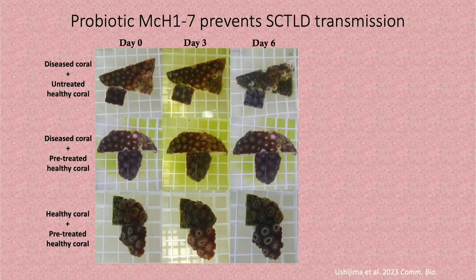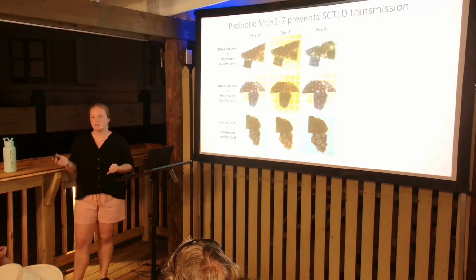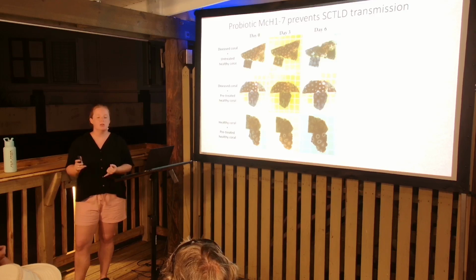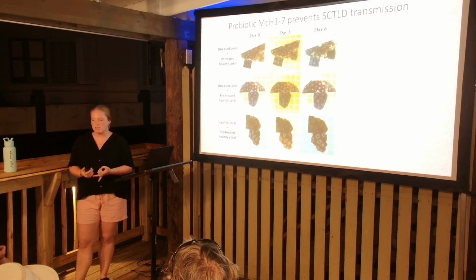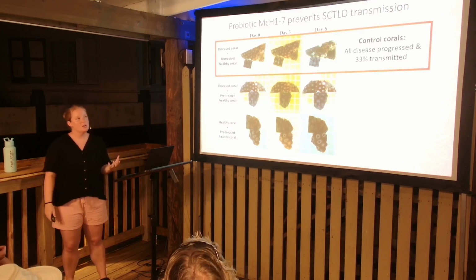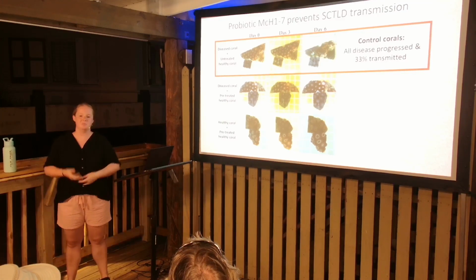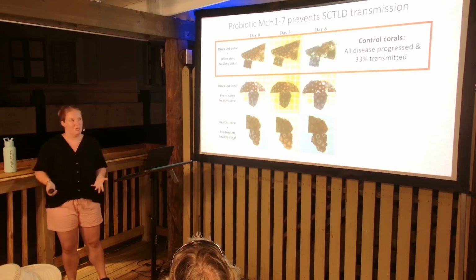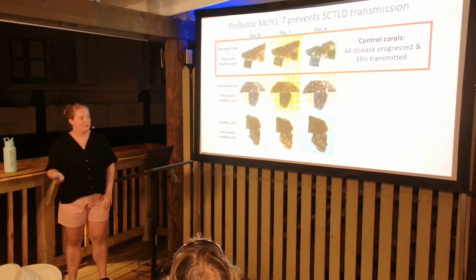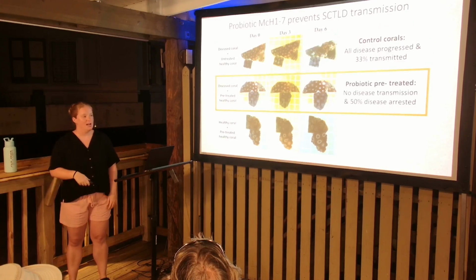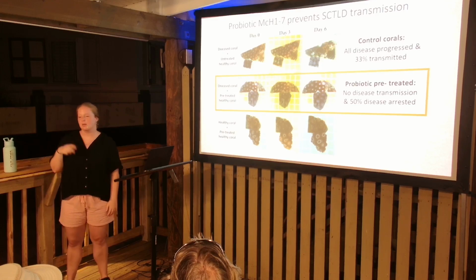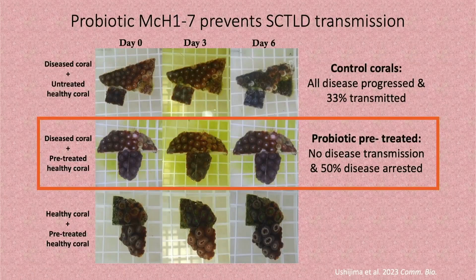So again, if we have a diseased coral, SCTLD is transmissible through direct contact or through the seawater. So if we put a healthy coral in contact with a diseased coral, the healthy coral will then be diseased, which is what is expected. However, if we put a healthy coral that was pre-treated with our probiotic in contact with a diseased coral, our healthy coral will not get diseased. So we protected our healthy coral.